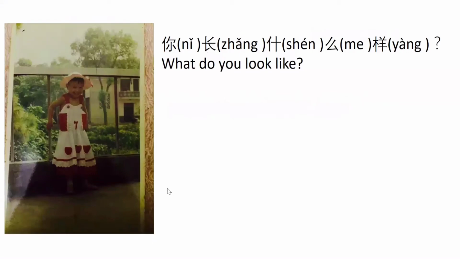You can also describe yourself, your appearance, or anyone's appearance, or your idol's appearance. Here, I just chose a picture of me when I was very little, just for entertainment purposes. If someone asks you, 你长什么样? What do you look like? 你 means you. So you can start to think about how you describe yourself in Chinese. First sentence, 我有大头. I have a big head. Yes, I did have a very big head when I was little.